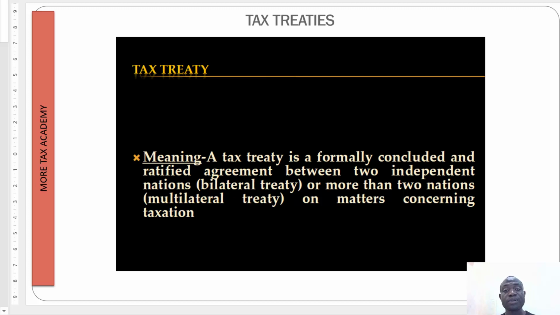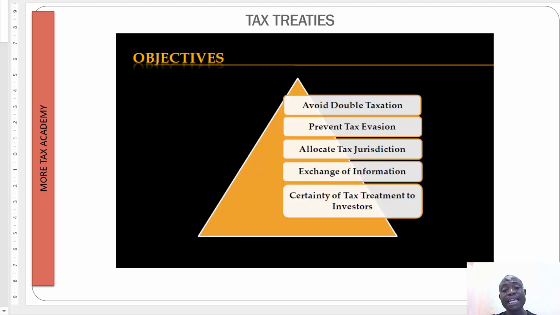If it is between two states, we call it bilateral. And if it is more than two states, then we call it multilateral. So we looked at this, we went through a lot of them. We looked at why we enter into a double taxation treaty. And I said that this one is highly examinable. You can be asked what the reasons are, or what the objectives are of going into double taxation treaties. And we said that one of them is to avoid double taxation.